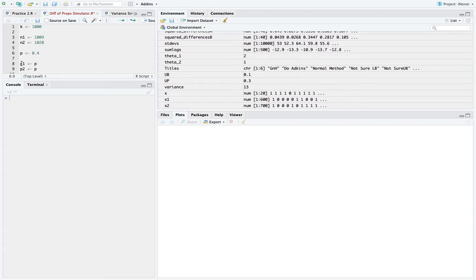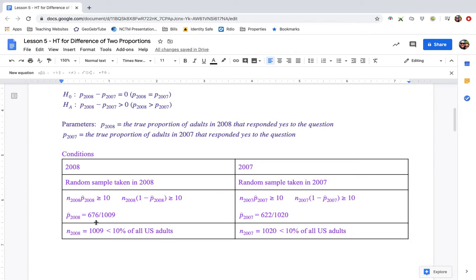So in other words, when I say P1 is equal to P and P2 is equal to P, I'm telling you that we expect these two proportions to be exactly the same. So what this is going to do is take random samples, and it's going to calculate the following statistic: p hat in 2008, which in my simulation is 1, minus p hat in 2007. And it's going to calculate that 1,000 times.